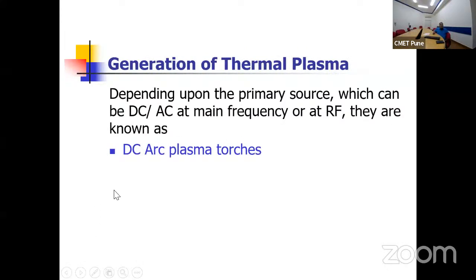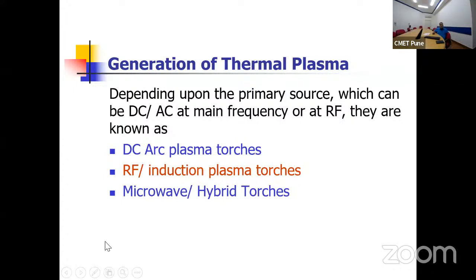Creation of thermal plasma depends upon the primary source, which can be DC or AC at mains frequency, or at RF. They are known as DC plasma torches, RF induction plasma, or hybrid plasma, microwave or hybrid.